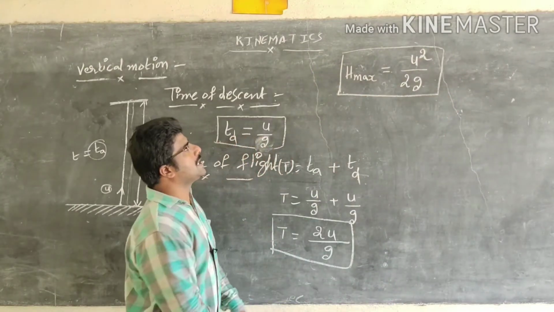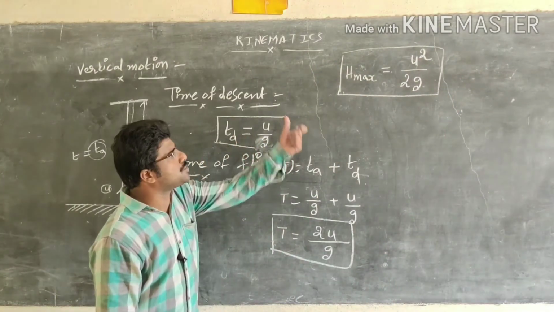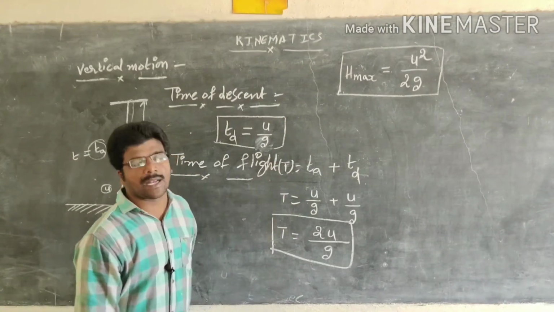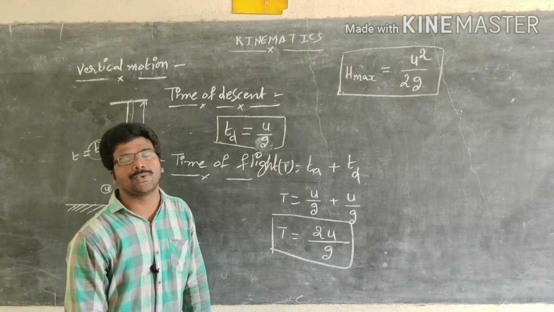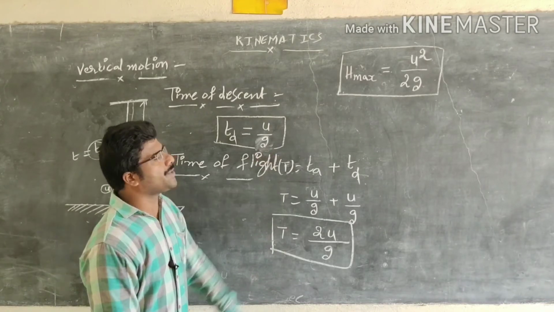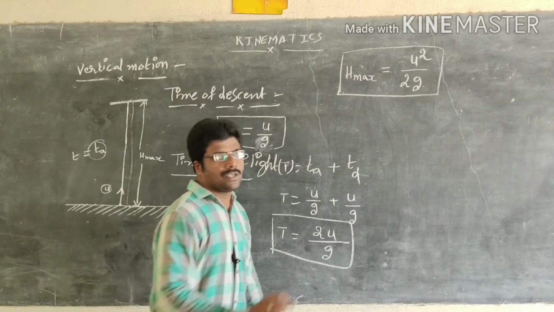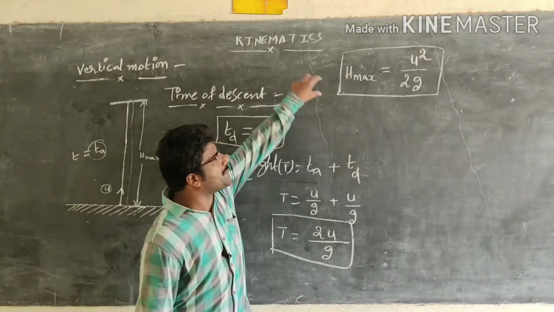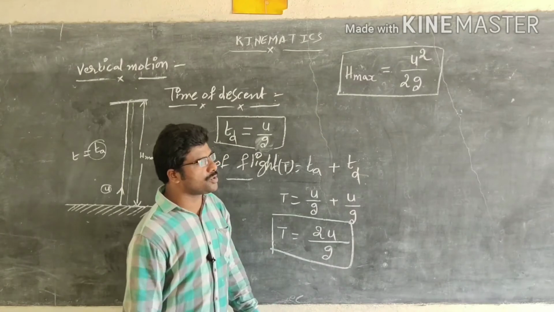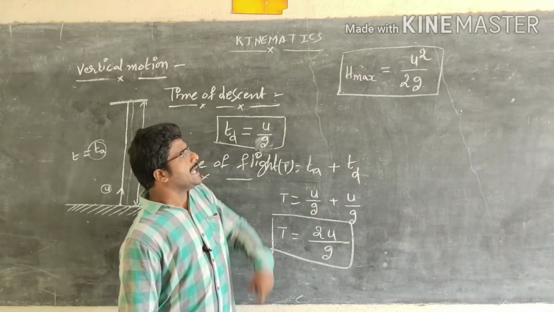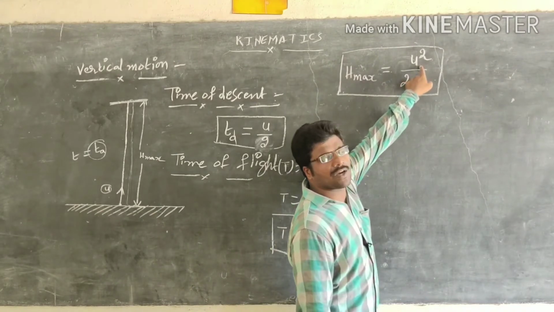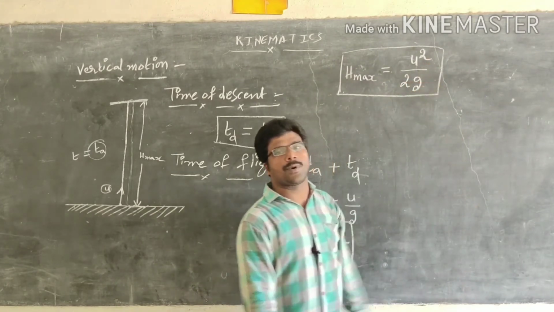So this is the formula, H max equals U square by 2G. Here U represents the initial velocity and G represents acceleration due to gravity. If you want the derivation, we are going to see it in another class, another video. But remember the formula, H max equals U square by 2G. Here, H max mainly depends upon the initial velocity, not upon the mass.